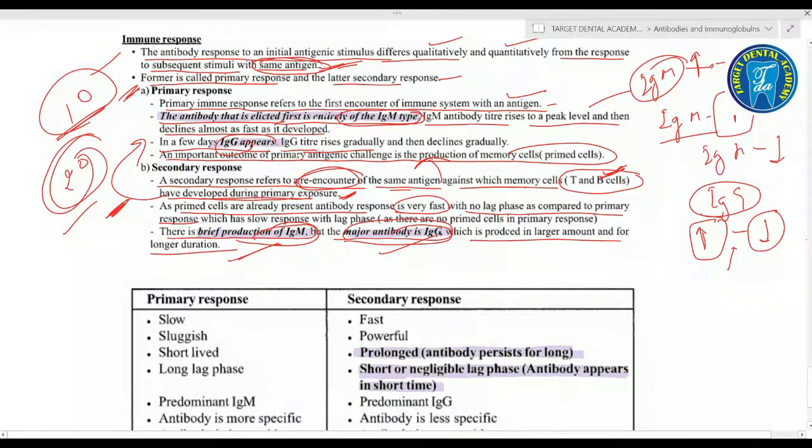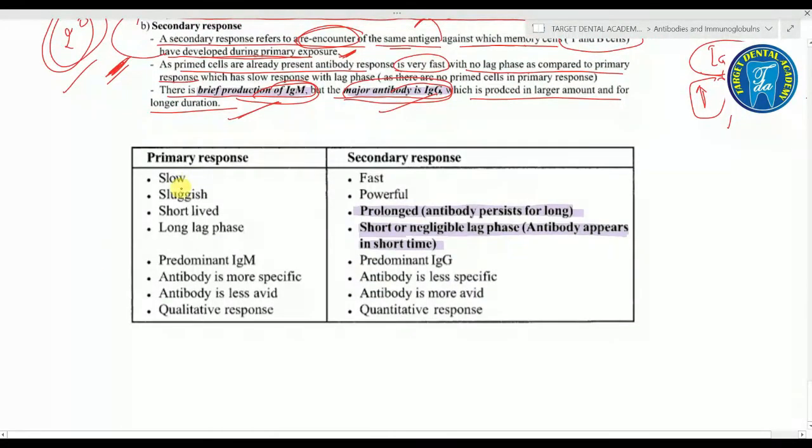Now last is the difference between the primary and the secondary response. The primary response is slow, the secondary response is fast. The primary response is sluggish, the secondary response is powerful. The primary response is short-lived, the secondary is prolonged; antibody persists for long. And which antibody? Mainly IgG. The primary response has a long lag phase, while the secondary response has a short and negligible lag phase. Antibodies appear in a short time. In the primary response the antibody is predominantly IgM, and in the secondary, IgG.